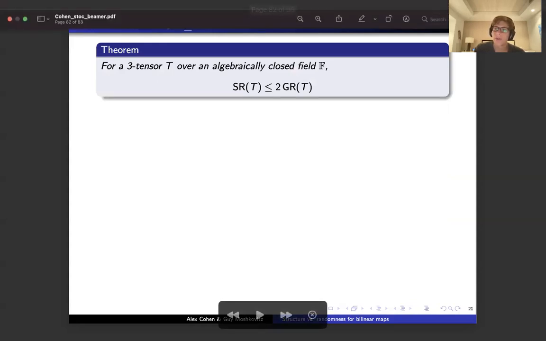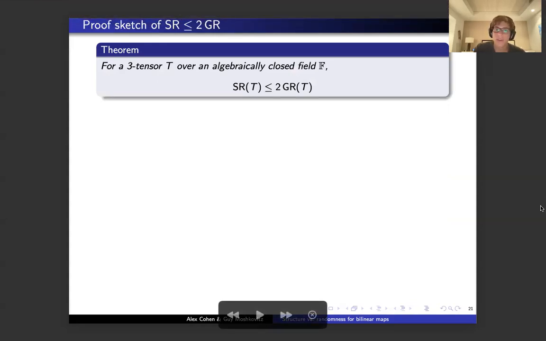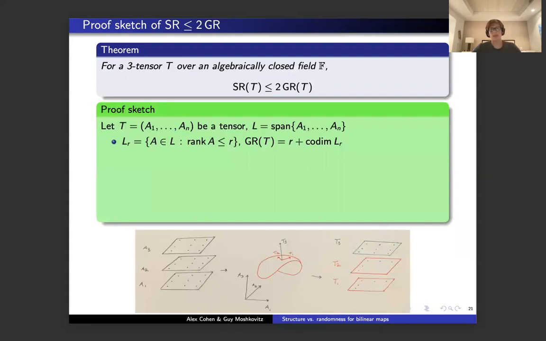Okay, now I want to briefly overview the main ideas of this proof that slice rank is less than or equal to twice the geometric rank. So the idea is this. Say that T is a tensor which has matrix slices A1 through AN, and let L be the linear subspace spanned by A1 through AN. We're going to rearrange those matrix slices by taking a different basis for L. So if T has small geometric rank, then there must be some large subvariety of L consisting of small rank matrices. We're going to call this LR.